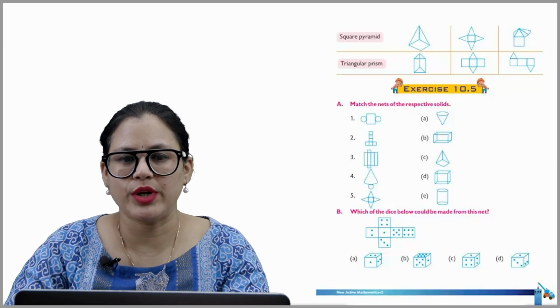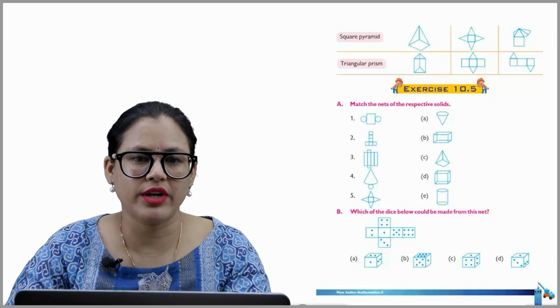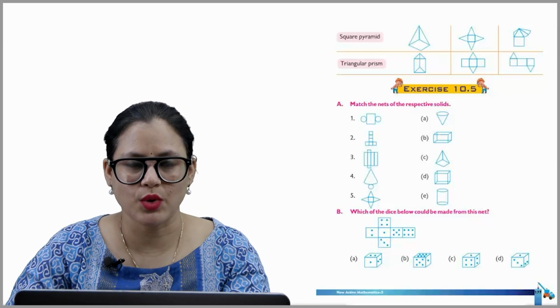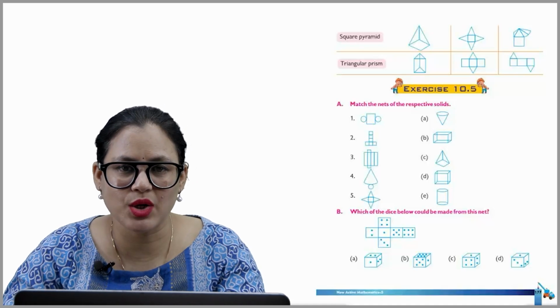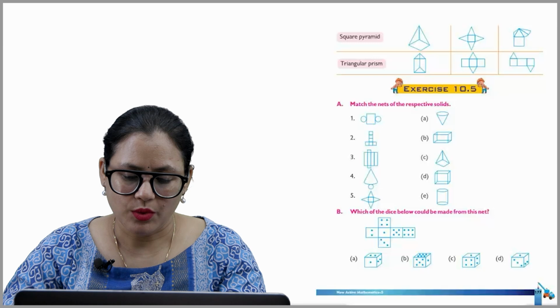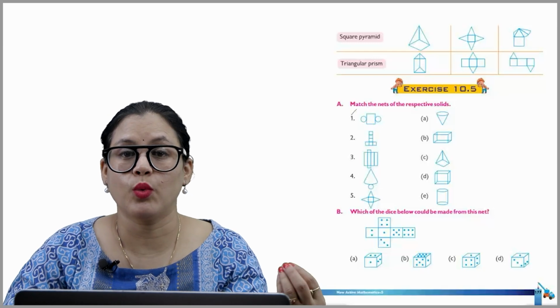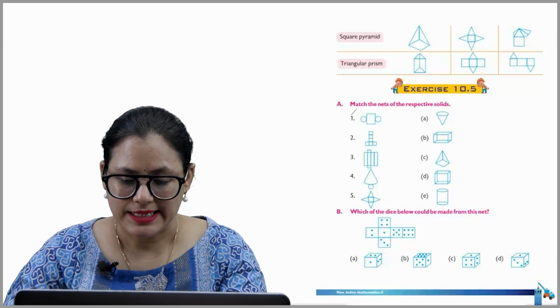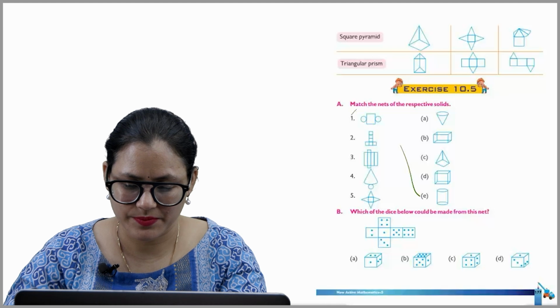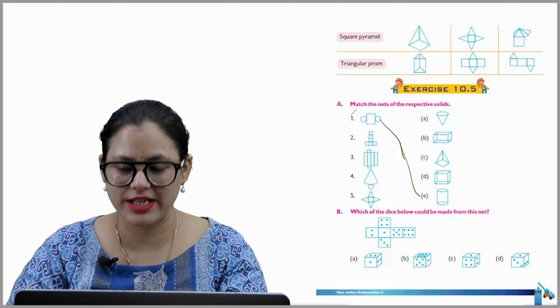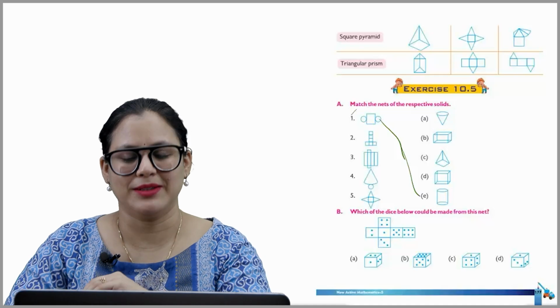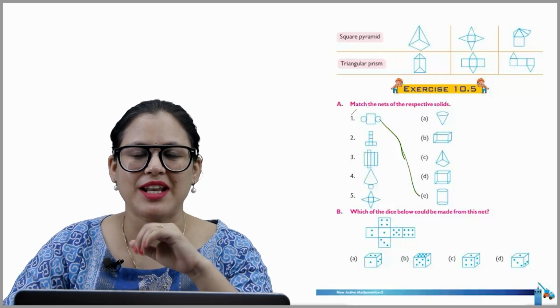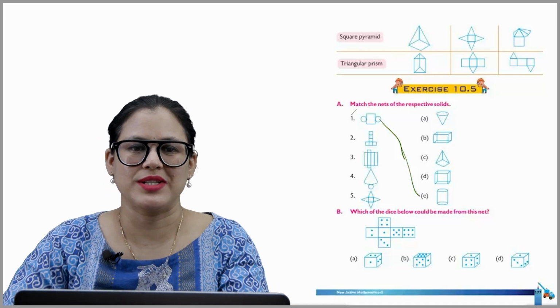Now exercise 10.5. Match the nets to their respective solids. Okay, can you match this net? Okay, this net is of which solid? See, this is a cylinder, right? And I'm sure you can match all these nets to their respective solids, right students? And now you will practice the remaining questions, right?